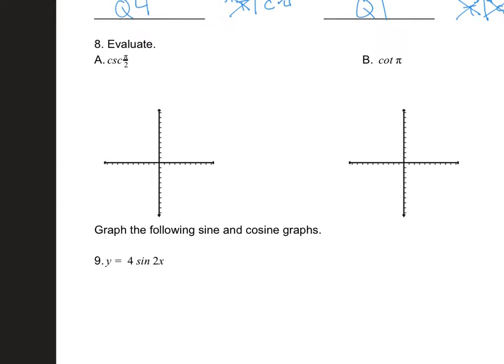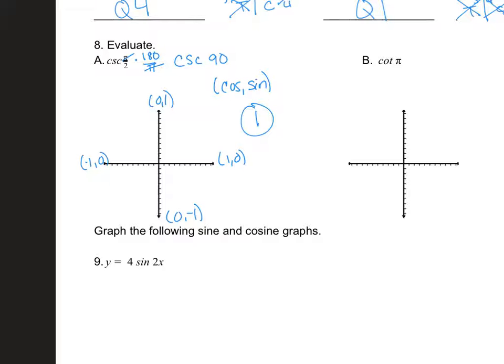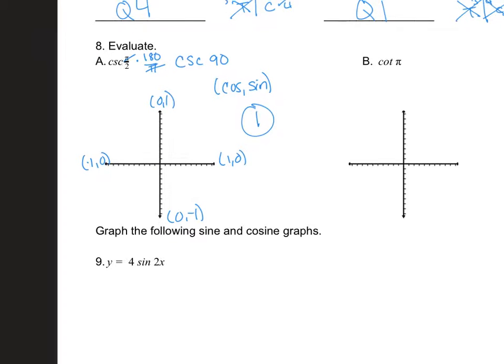All right. Evaluate, so we're going to times this by 180 over pi. Pi's cancel, so we get the cosecant of 90 degrees. So remember, when we have actual degrees, we use our coordinates. So cosecant is the reciprocal of sine, so it goes alphabetically, cosine, sine. So it's just 1. Reciprocal of 1 is 1.